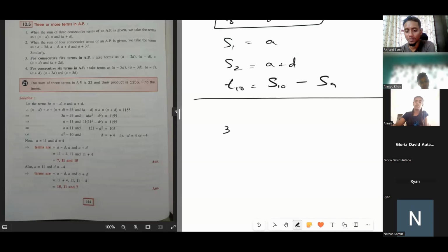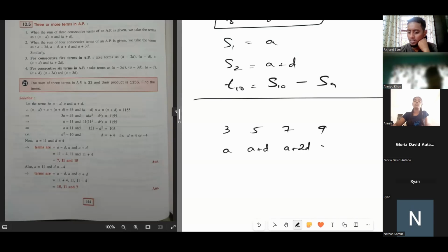Suppose I give you a series again, 3, 5, 7, 9. Now, how do we represent each of these terms of the AP? First term we represented as A, second term as A plus D, third term as A plus 2D, next term as A plus 3D, and so on.